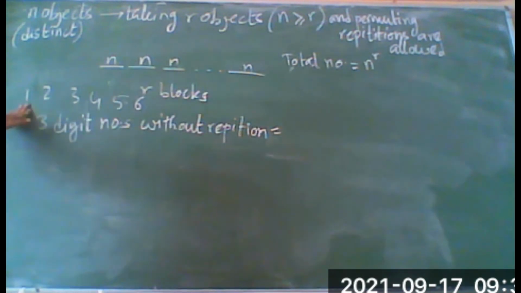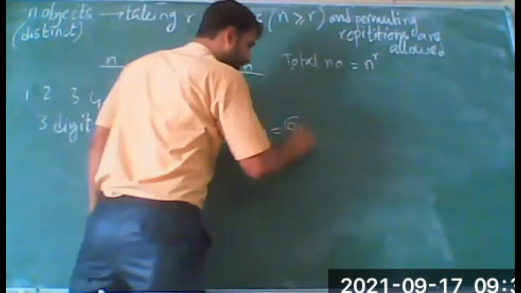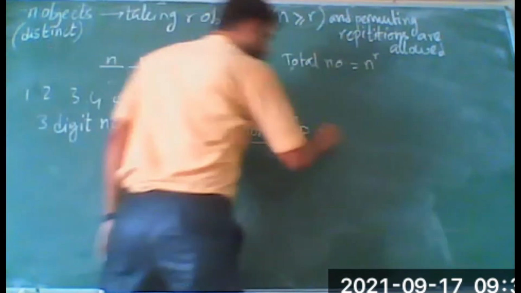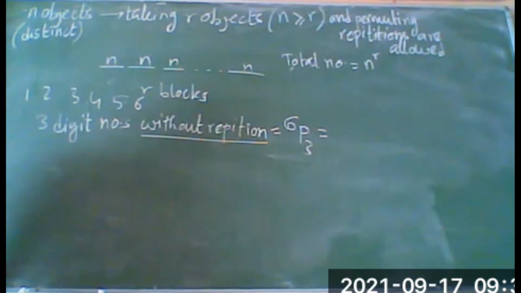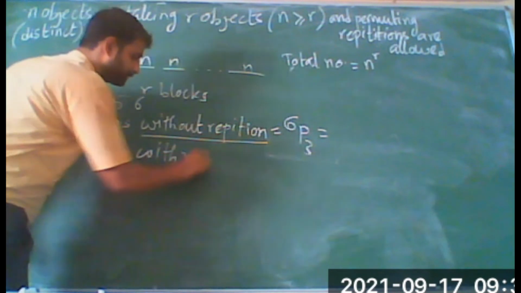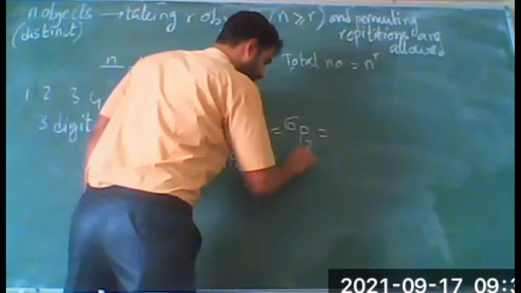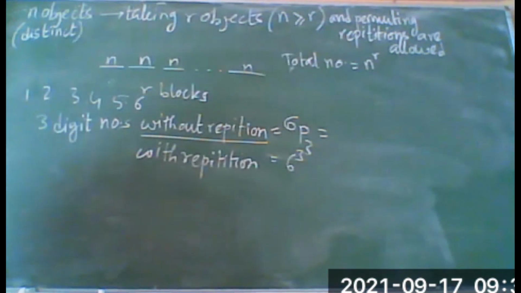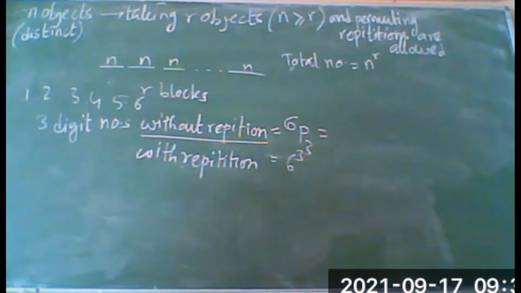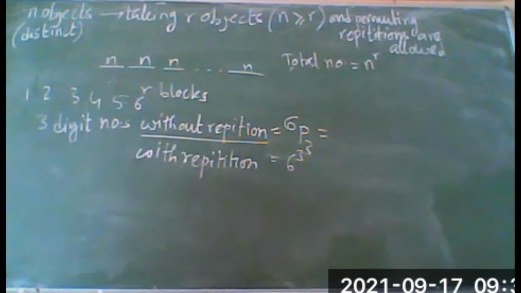These are the given digits, and you have to form 3-digit numbers. When it is without repetition, it is 6P3, which is 6 factorial by 3 factorial. And if I tell you that it is with repetition, then it will be 6 cubed, which is 216. So these are the applications. So with and without repetition is clear, I think.